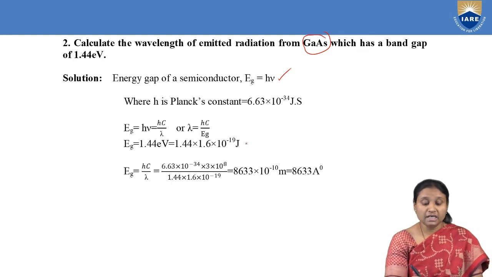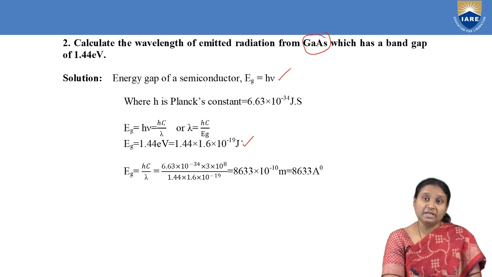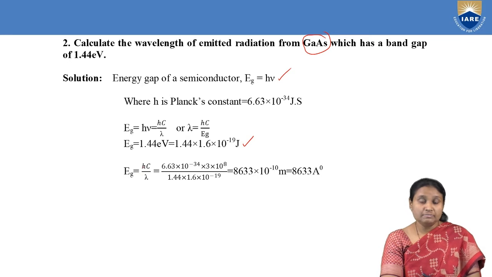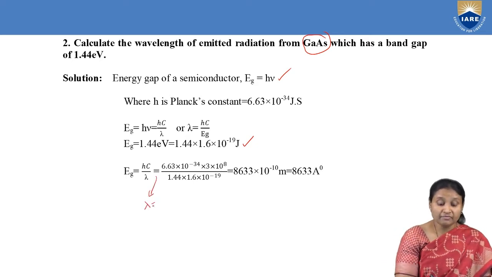So first we'll convert this band gap into joules by multiplying this value given in electron volts by 1.6 into 10 power of minus 19. Here this band gap formula is Eg = hc by lambda, but we need to find lambda. So this formula will get modified: lambda will be hc by Eg.